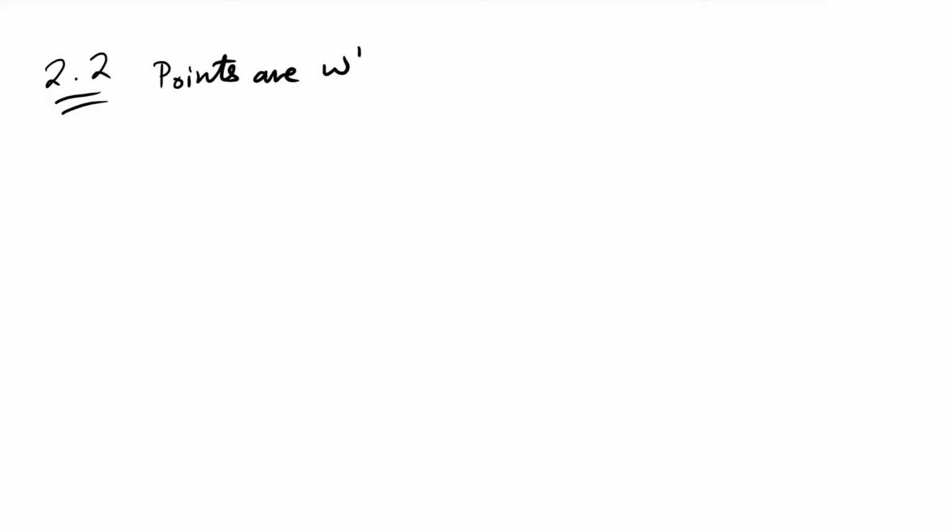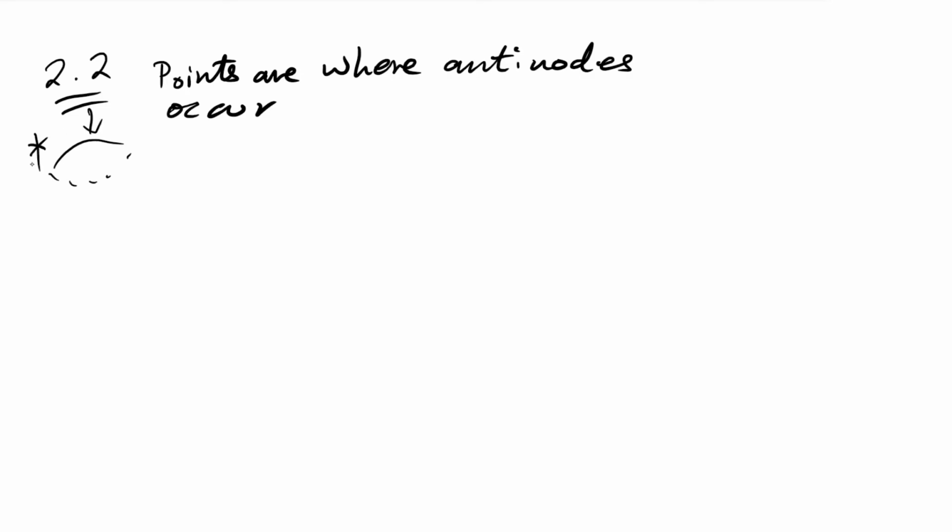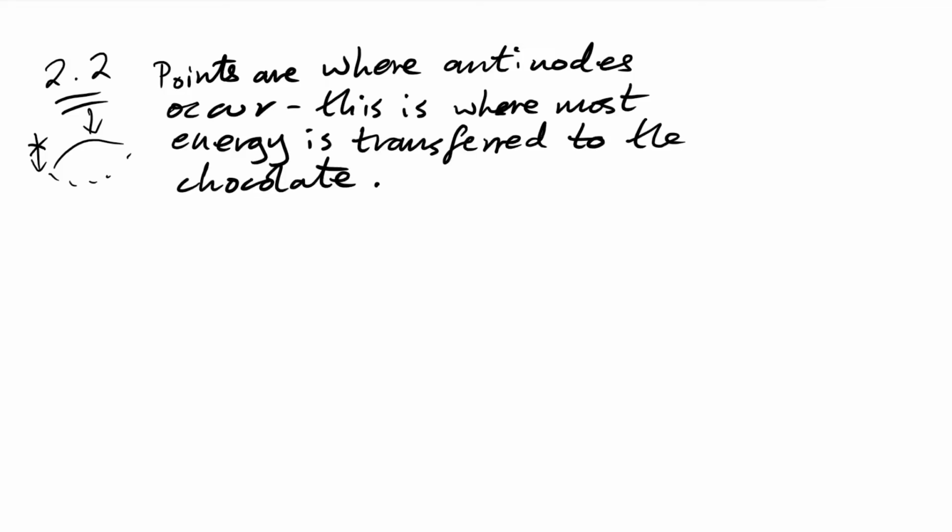2.2, why does the chocolate only melt at these points? Points are where antinodes occur, at an antinode, not at a node. This is where most energy is transferred to the chocolate. We can say, just to be sure, amplitude is maximum.